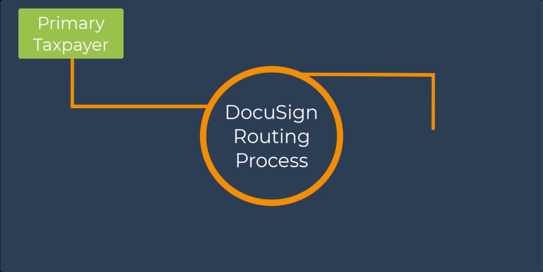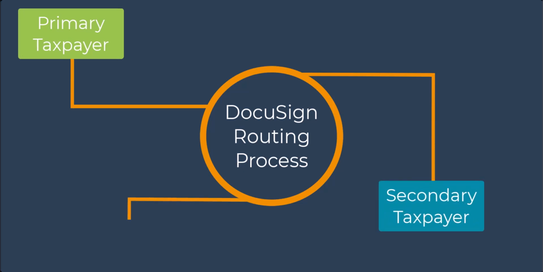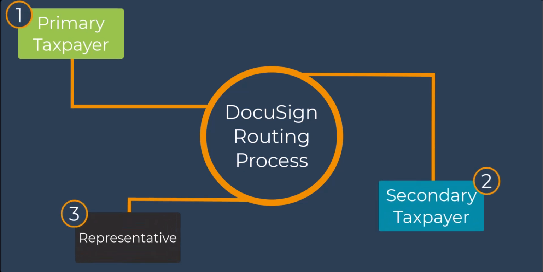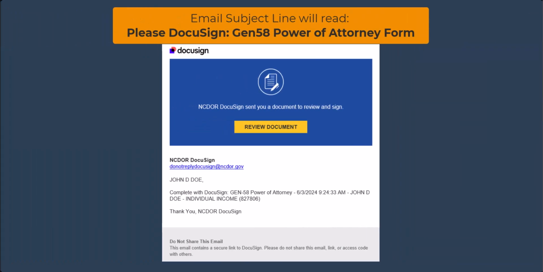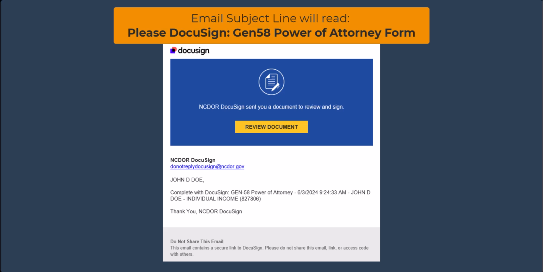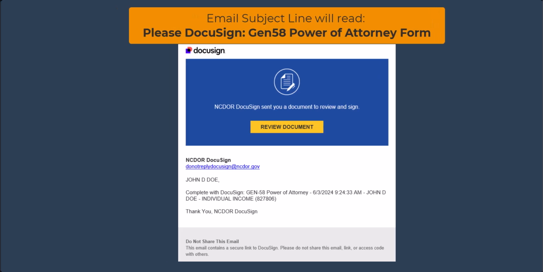After the form has been submitted, the form will be routed for signature via DocuSign to the following individuals in this order. It is important to note that all parties must submit their signatures electronically for the POA to be processed. The primary taxpayer will be contacted by email requesting the taxpayer review the document before signing.